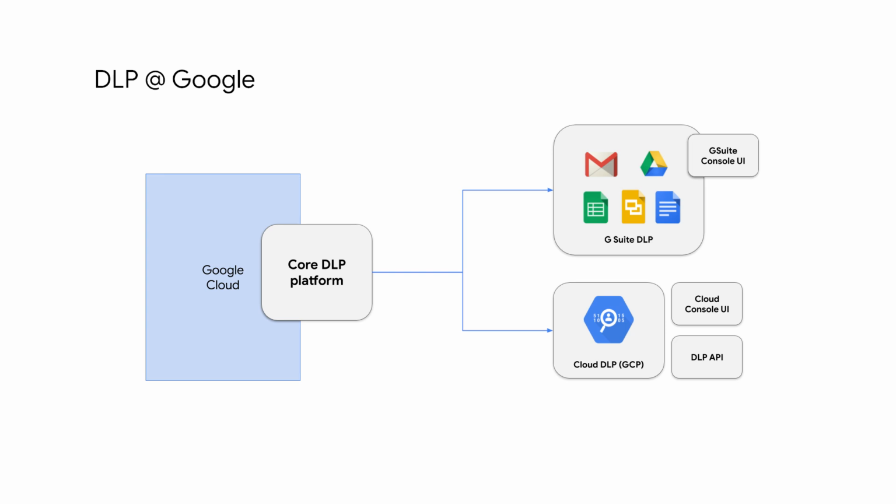The Core platform allows our customers to have a consistent detection experience across G Suite and Google Cloud Platform, or GCP. Given the nature of data stored within applications and storage buckets, the products are surfaced slightly differently to our end users. However, the underlying detection capabilities remain the same for all services.